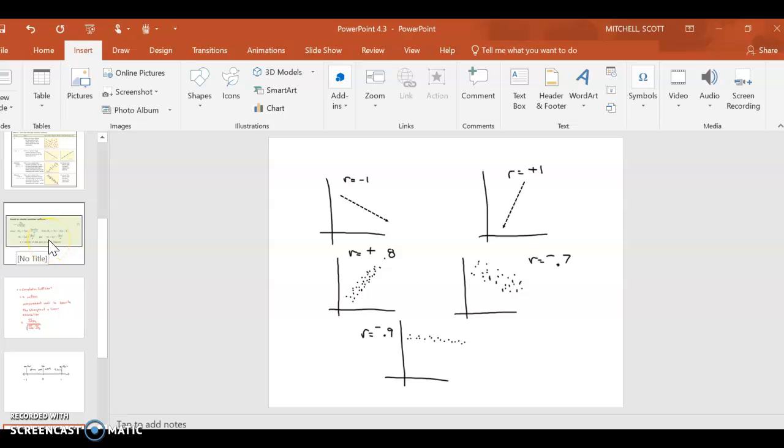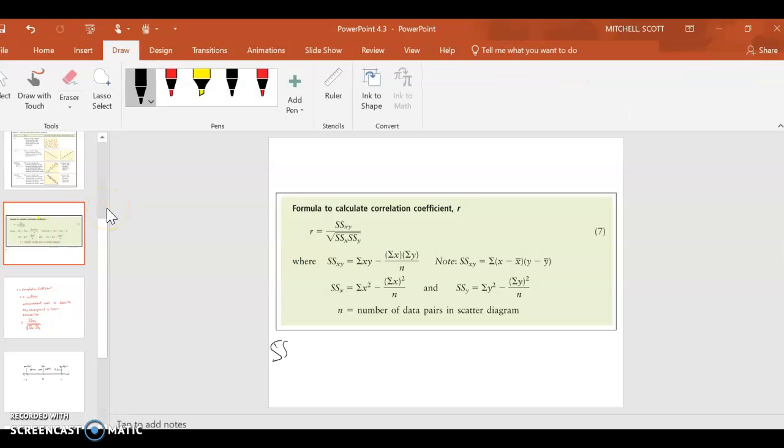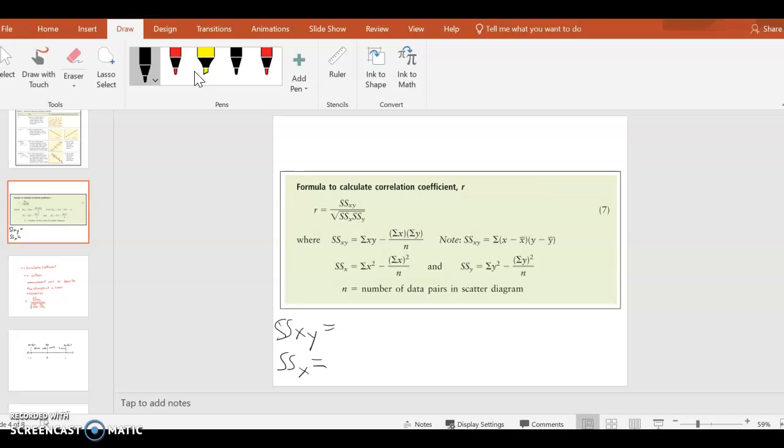Okay? So now let's take a look at finding it by hand. I'm not going to recreate the wheel here. I already found some of this information from before. We already found SSXY, and we already found SSX. SSXY from before is 336.4, and SSX is 579.7. So now we need to find SSY.